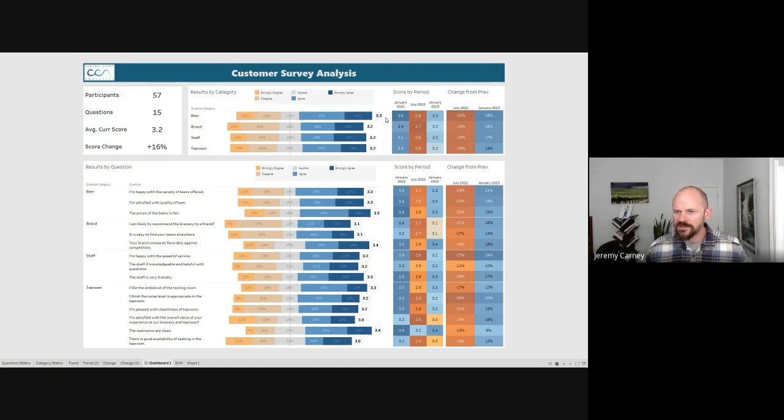Next to each of these bars, you can see what the average was. In all these cases, they're all pretty similar, about 3.2, 3.3. In this case, our beer category scored the highest amongst our customers.